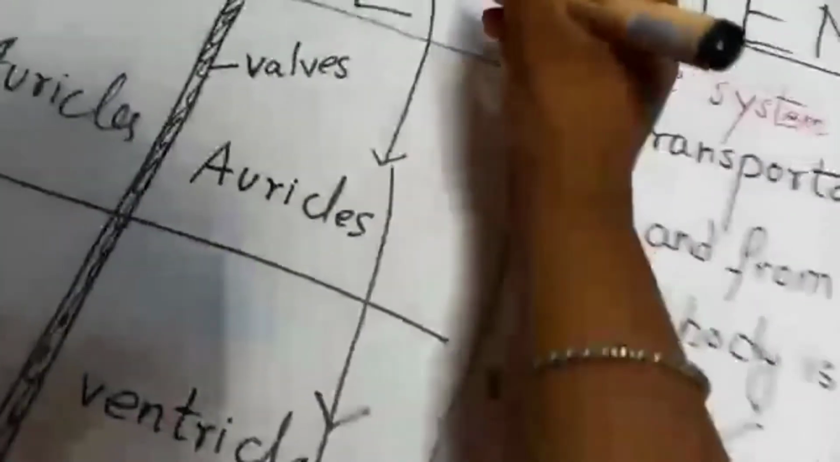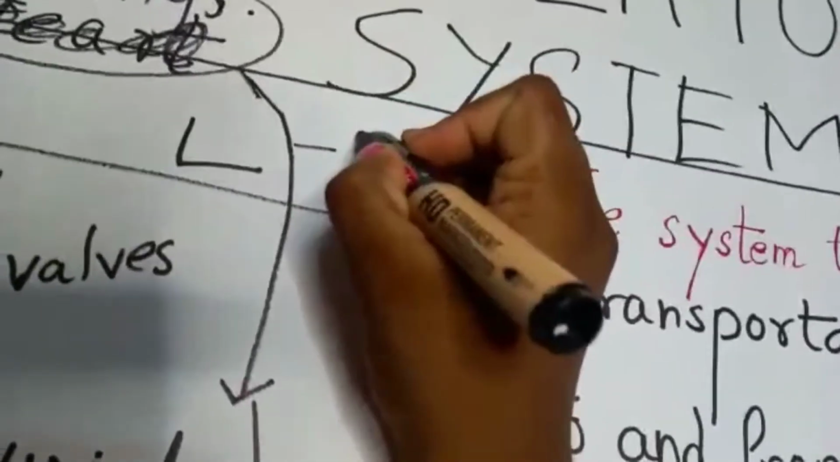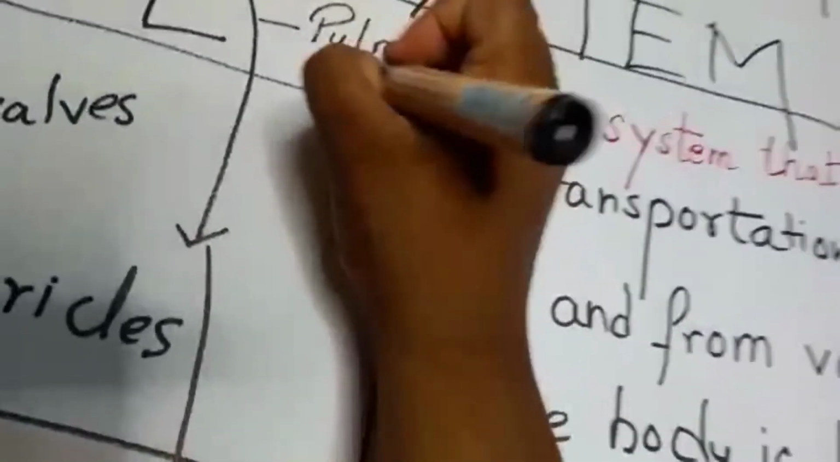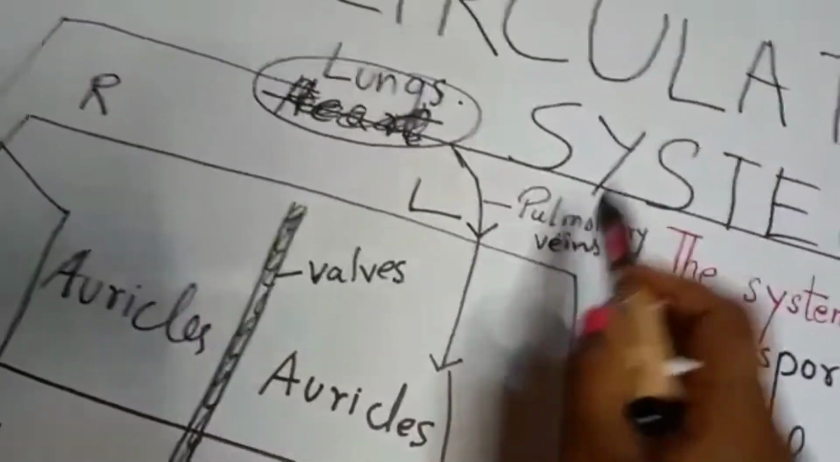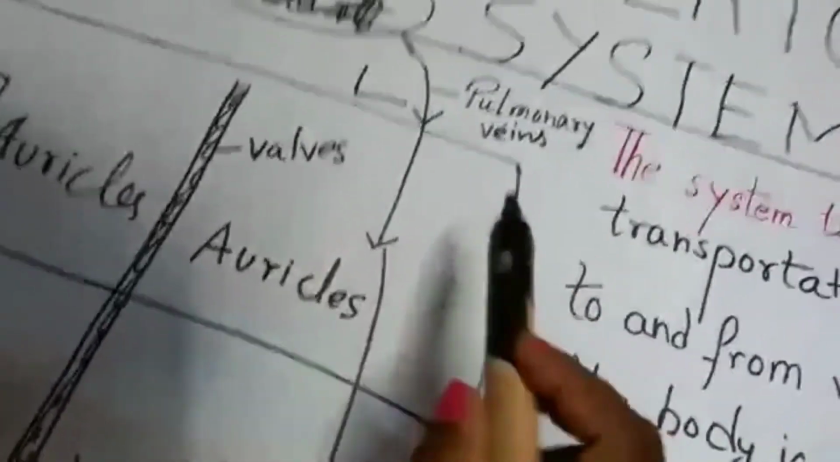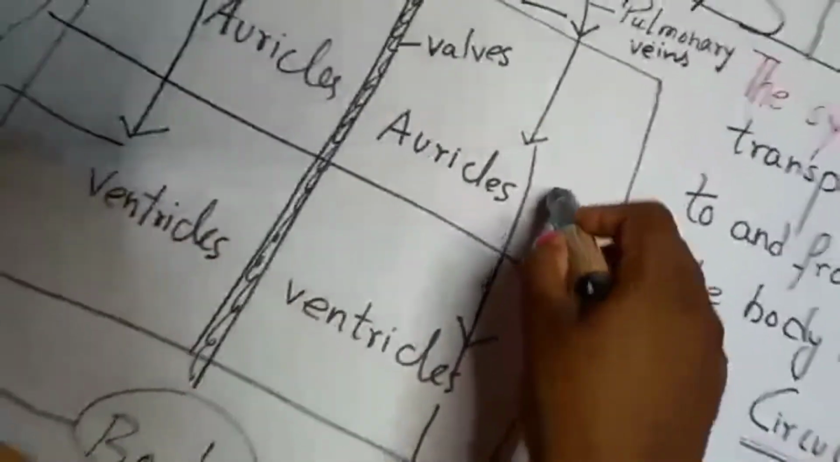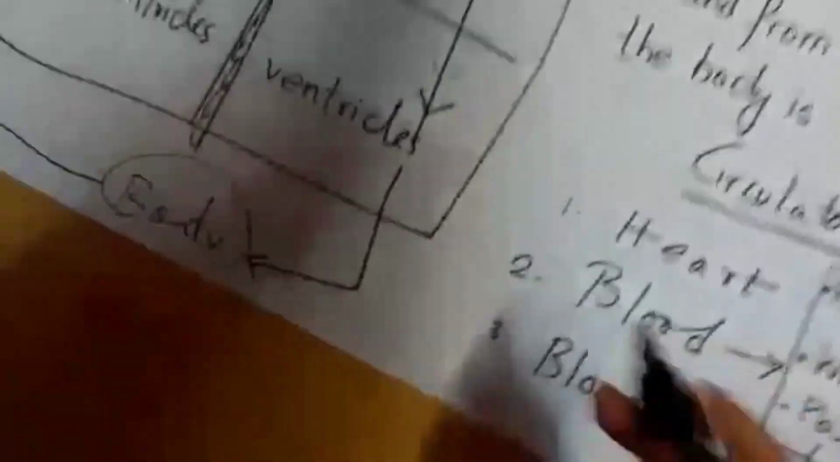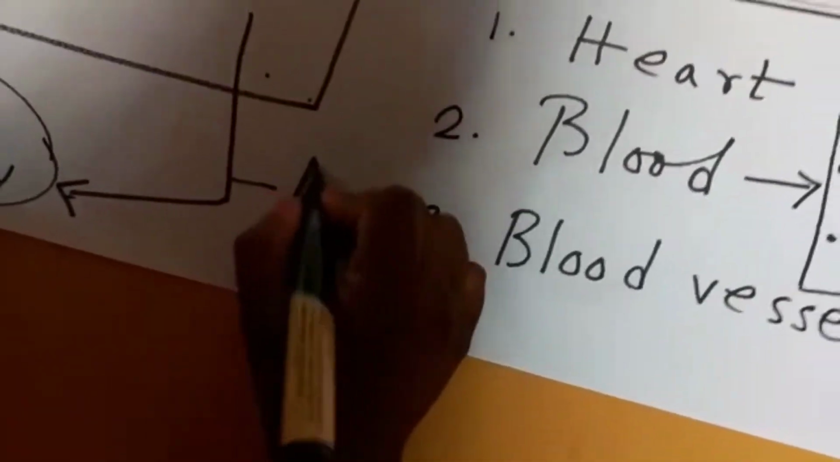Okay, so here this is the pulmonary veins. Okay, pulmonary veins. So through the pulmonary veins the purified blood from the lungs, the blood which is rich in oxygen, enters the left auricle. From the left auricle, it gets into the left ventricle, and from the left ventricle through the artery it gets to the different body parts.